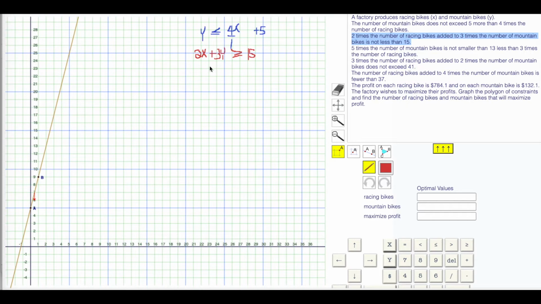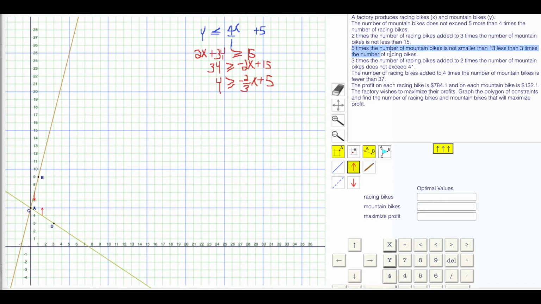I'm going to subtract 2x from both sides, so we have 3y is greater than or equal to negative 2x plus 15. Then I'm going to divide everything by 3 to get rid of this 3 here. Y is greater than or equal to negative 2 over 3x plus 15 divided by 3 is 5. My b value is 5. My slope is negative 2/3. I'm going to be moving over 3 and down 1, 2. Solid line, and I'm shading above.